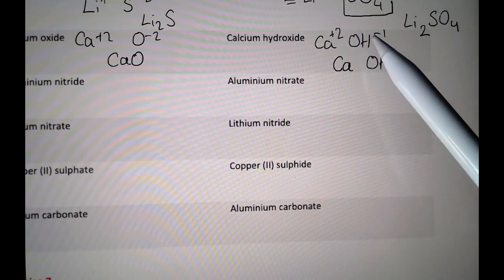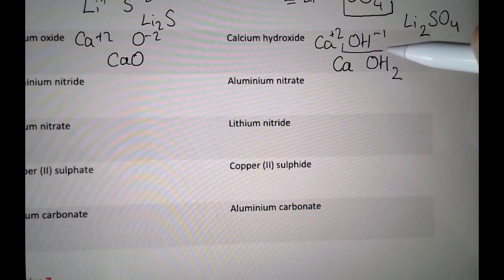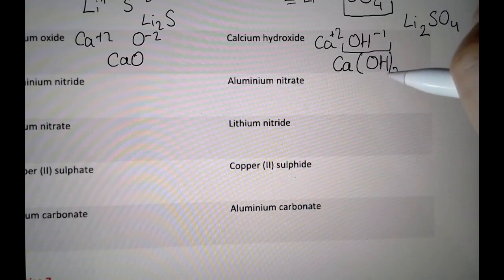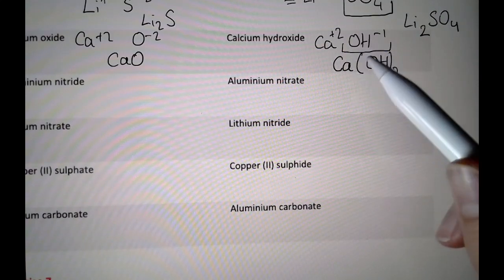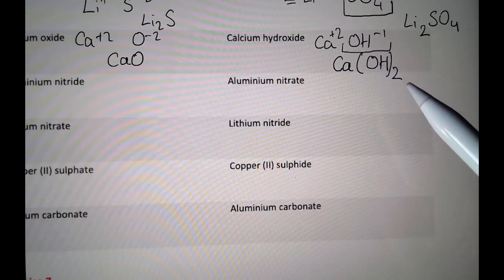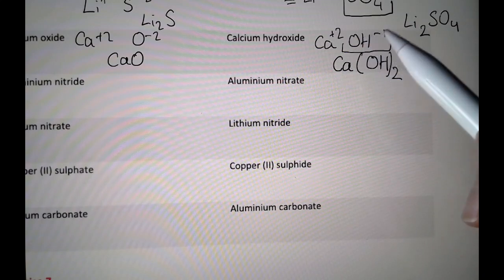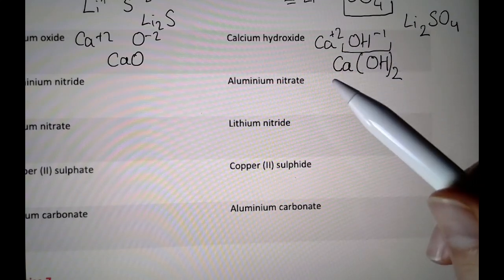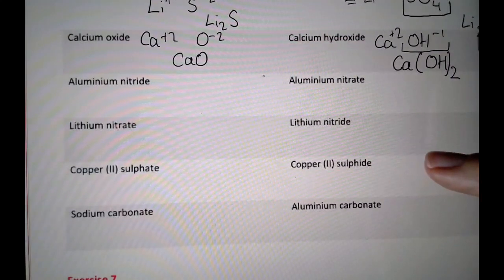But according to my charges, I don't just need 2 hydrogens. This whole hydroxide comes as 1 species, and I need 2 hydroxides. So for that to happen, I'm going to need to add a bracket around the whole hydroxide. And now this 2 refers to the whole hydroxide ion, not just to the hydrogen. So I've got a +2 charge from the calcium. I've got a -1 charge from the whole hydroxide, but now I've got 2 of them. So +2 from calcium, and -2 from the 2 hydroxides.